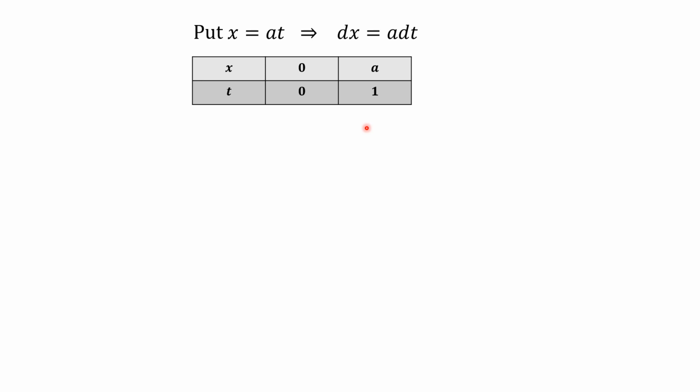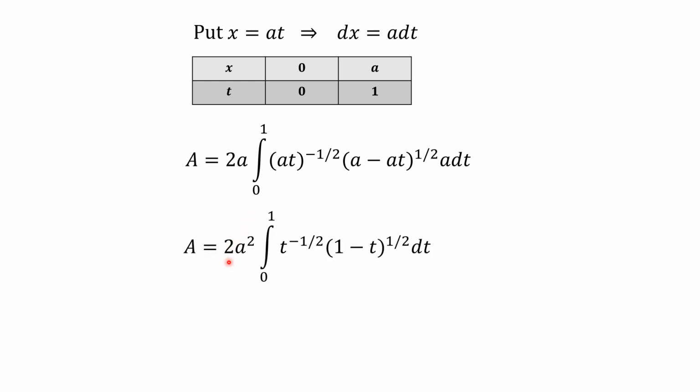Now replace these values in the previous integral. Therefore, the area A becomes A is equal to 2a into integration from 0 to 1. Replace x by at, so it will be (at) raised to minus half into (a minus at) raised to half, and dx by a dt. Now take a common and evaluate its power, so that it gives us A is equal to 2a square integration from 0 to 1 of t raised to minus half, (1 minus t) raised to half dt. Now this integral is in the form of the beta function.